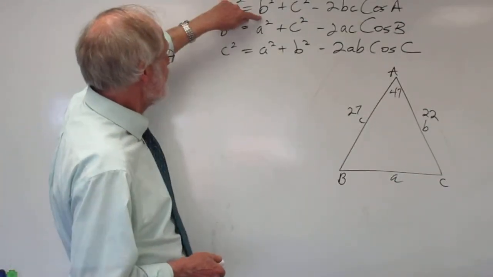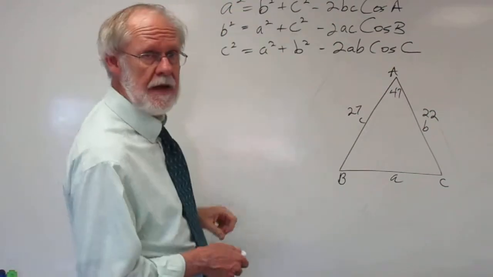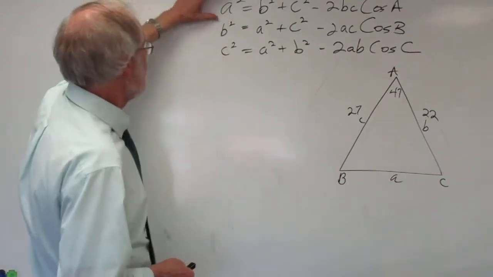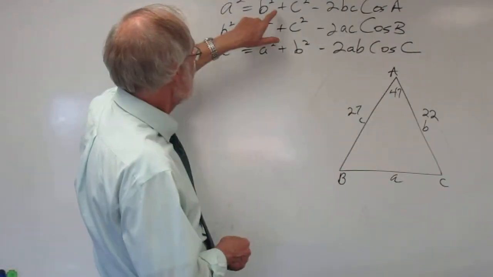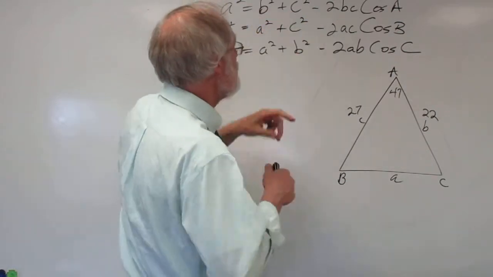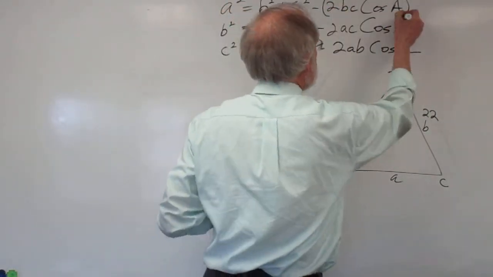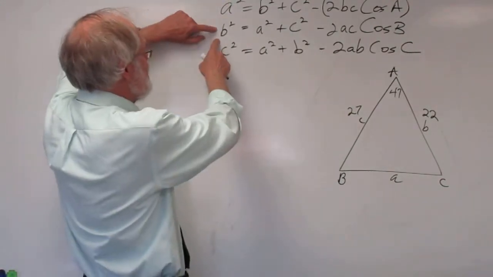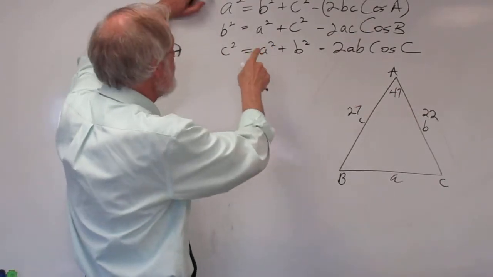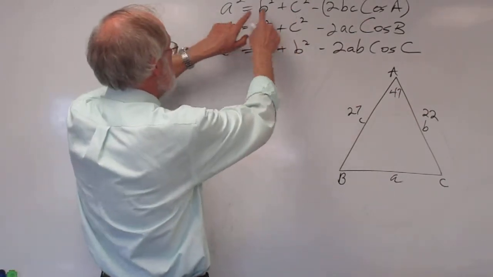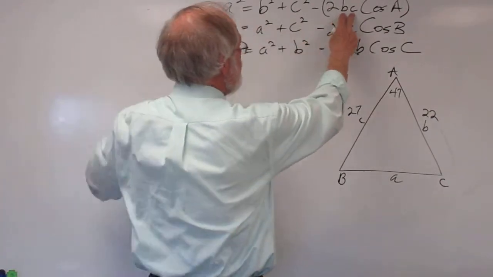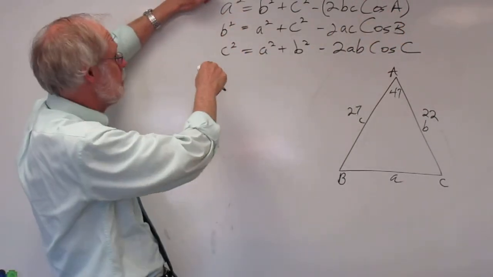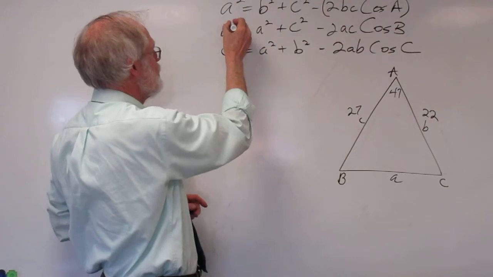Remember, these a, b, and c are the side lengths, whereas the A, B, and C over here are the angles. So, one case is a squared equals b squared plus c squared minus this entire quantity, 2bc times the cosine of A. Notice some things about this. These two are the side lengths that are not a. These two match these two, and this angle measure goes with this side length. You'll see that as we do the next one.